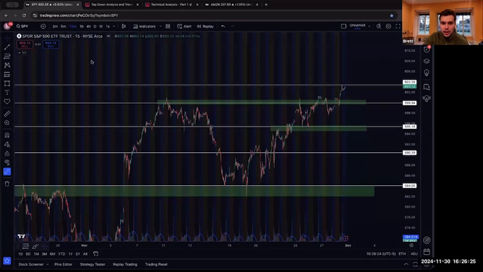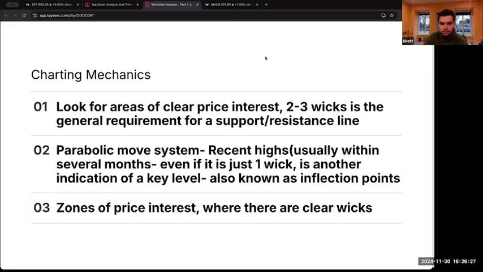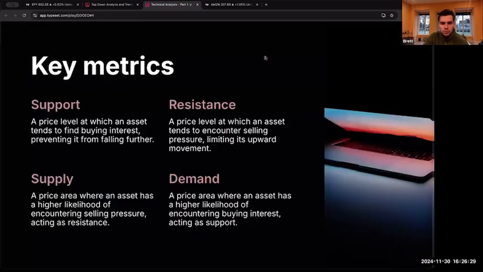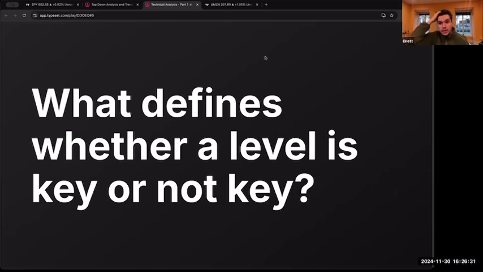Going back to our presentation now, right? Let's go back to the presentation. What defines whether a level is key or not key? This is really important. I want to answer this question. So the larger the time frame you're on, the more important that level is.